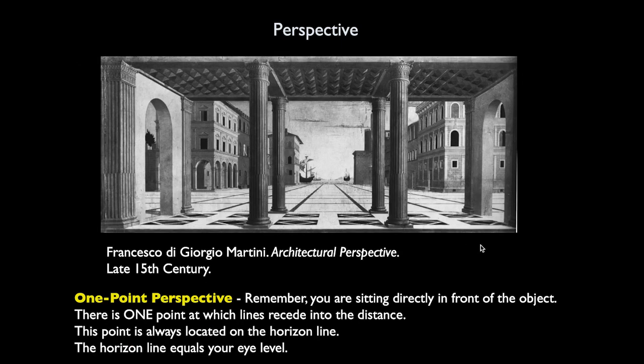So remember, you're sitting directly in front of your subject. There is one point at which the lines recede into the distance, and this point is located on the horizon line, and the horizon line equals your eye level.